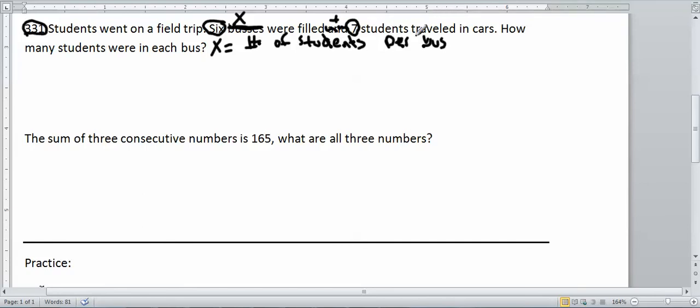Okay. And those number of students traveled in cars. Students traveling in cars, that's just flavor text. What I really want is the actual number of students because we're trying to figure out how many students per bus.